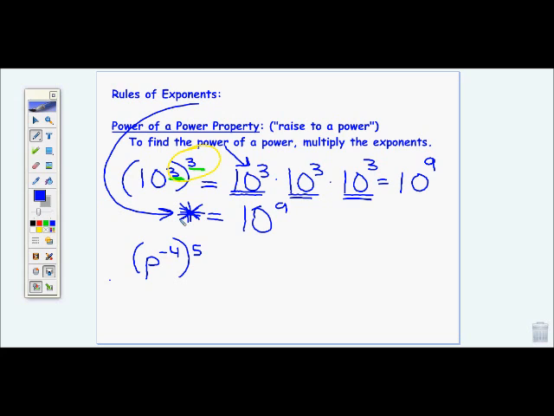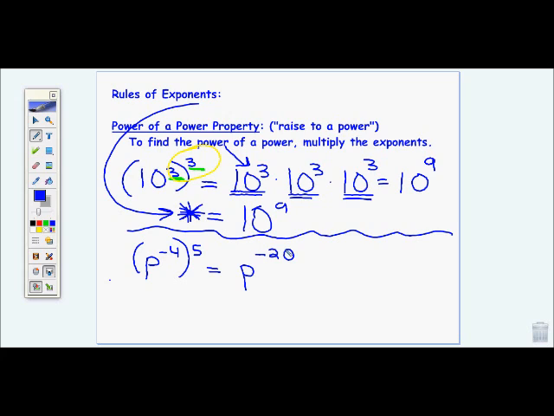So if I apply the property in this next one, I got pretty busy, so I'll put a little squiggle in there. I would say P, and I have P is the negative 4, but it's raised to the 5th power. So using my property, I will multiply my exponent. So I get P to the negative 20th.